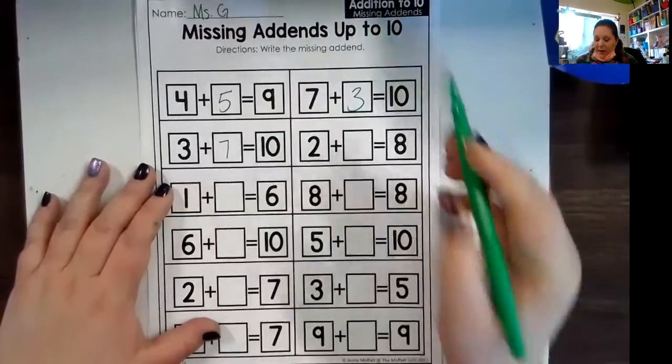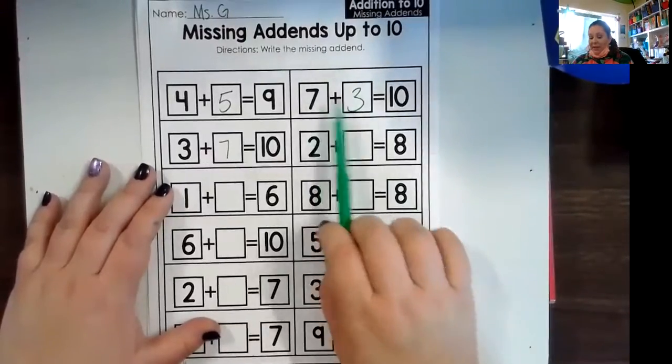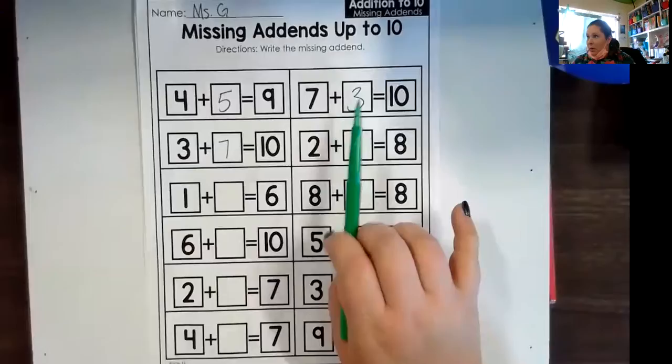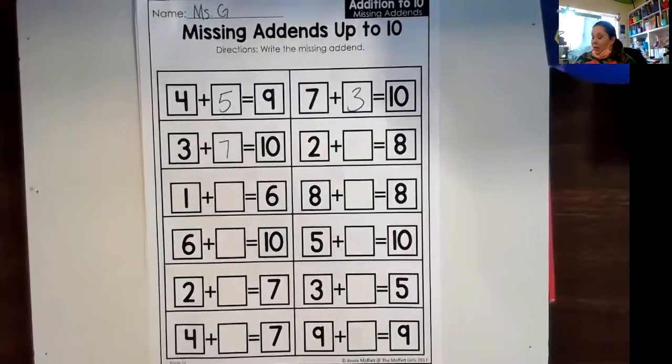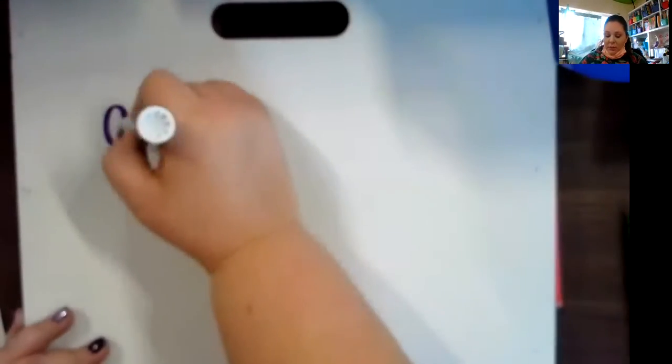Because, just like the 2, it is just like 7 plus 3 equals 10, but switched. Why is that? What property of addition lets us do that?